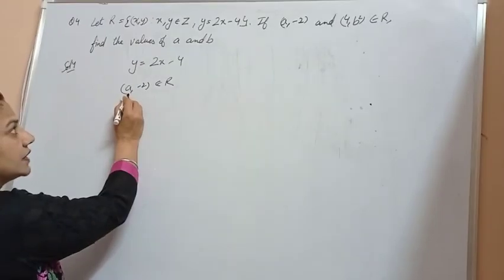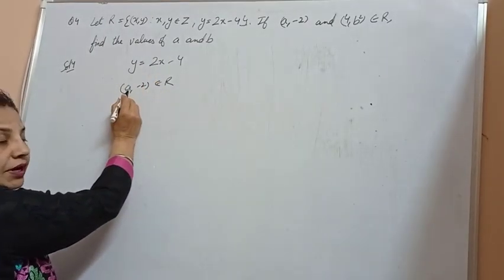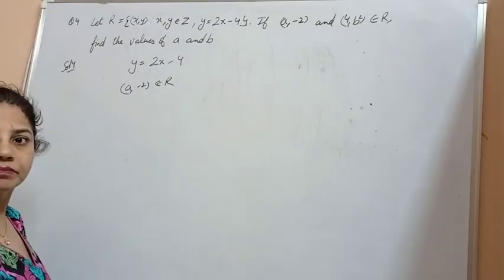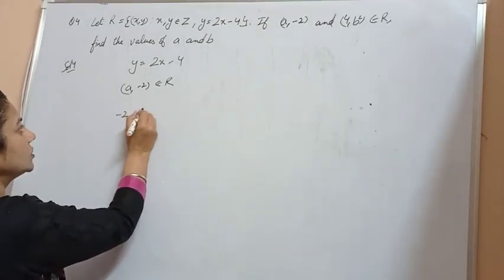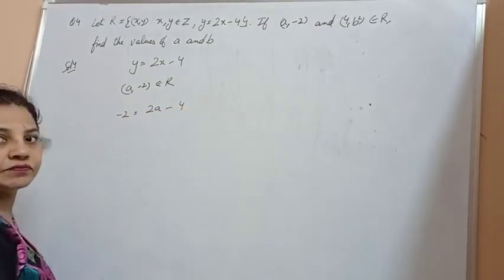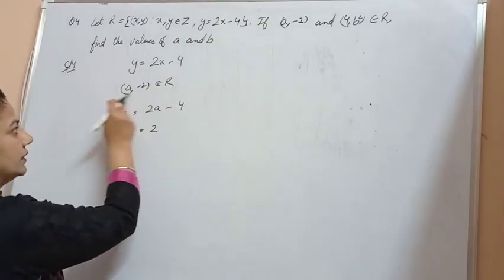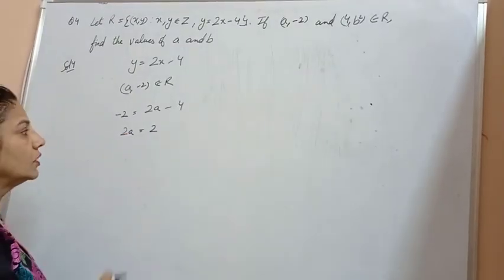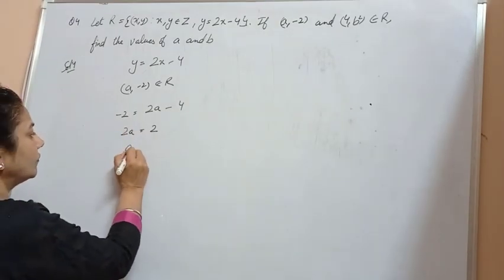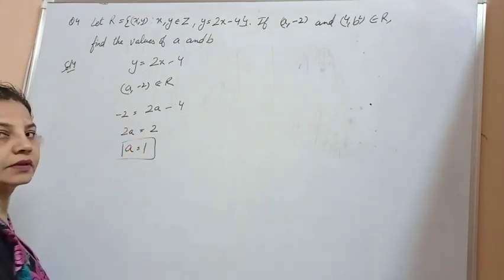So wherever there is x, I substitute a, and wherever there is y, I substitute minus 2. So I have minus 2 is equal to 2a minus 4. That means 2a is equal to 2. I will take minus 4 to this side, it becomes plus 4. Plus 4 minus 2 is 2. So the value of a is 1.